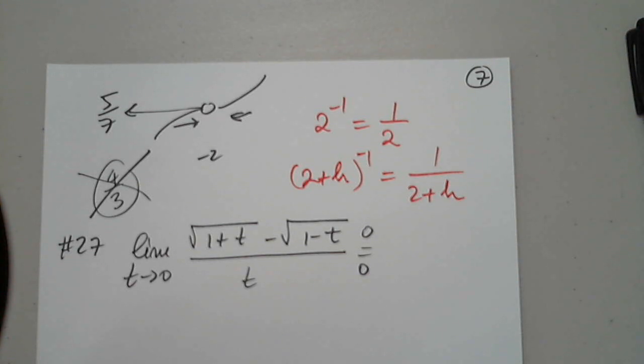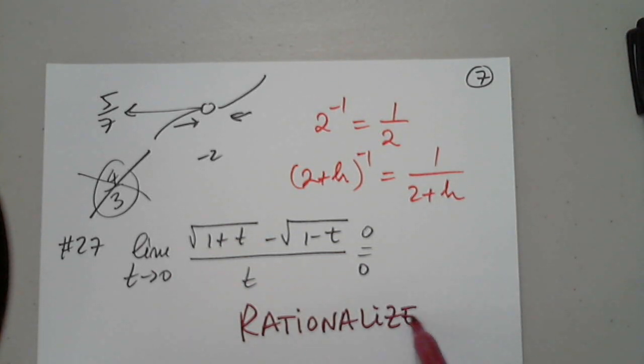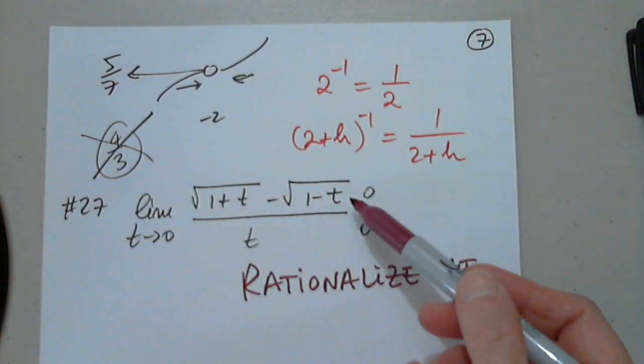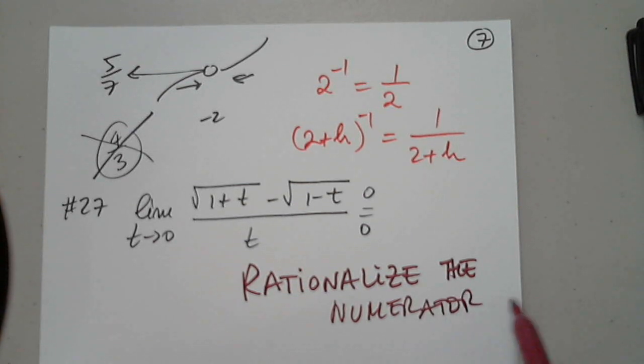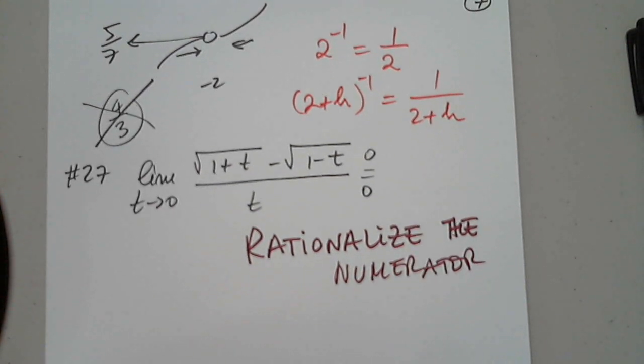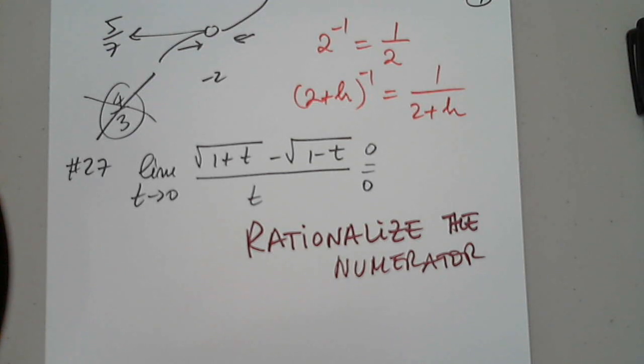I forget the name of it, but I'll help you with that. Numerator. Excellent. And when we rationalize the numerator or denominator, it doesn't matter. In this case, we need the numerator. We use conjugates.